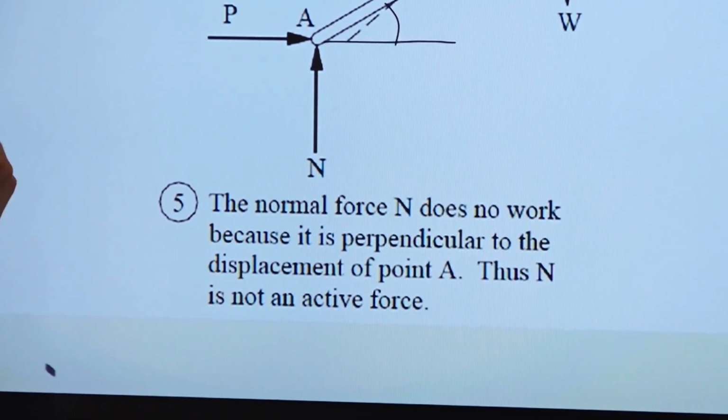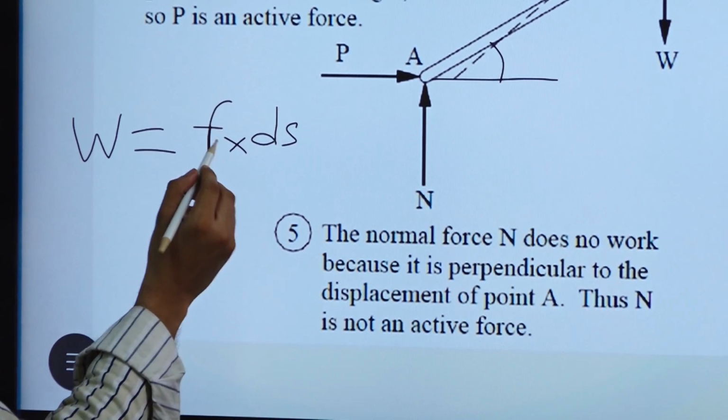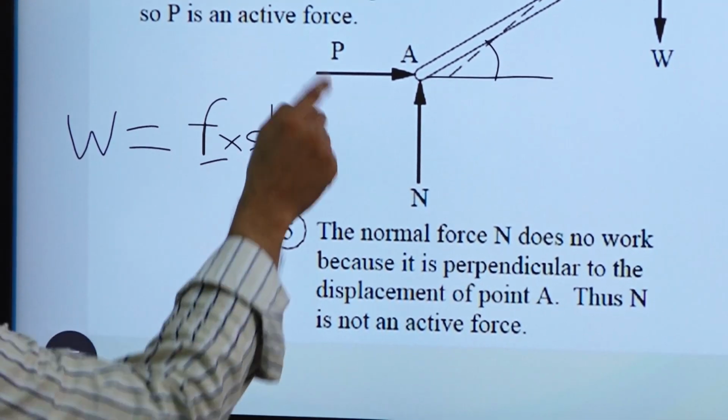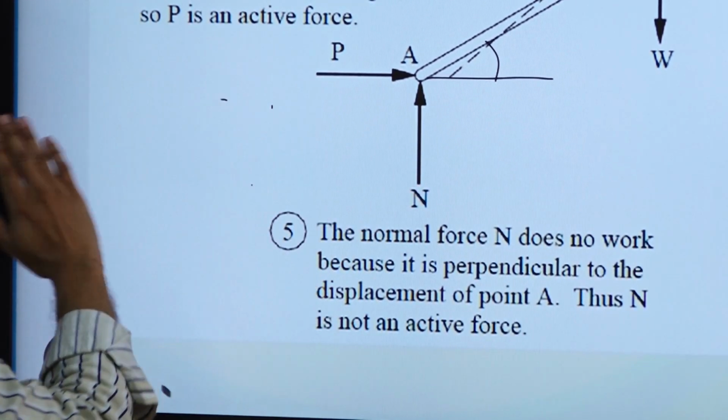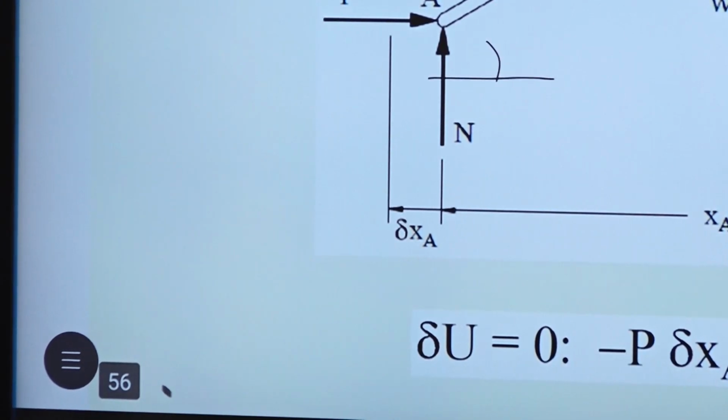So what is the definition of work done? F into ds. So both should be in the same direction, displacement as well as force, right? So P and the displacement in x direction. Okay, so let us move to the next.